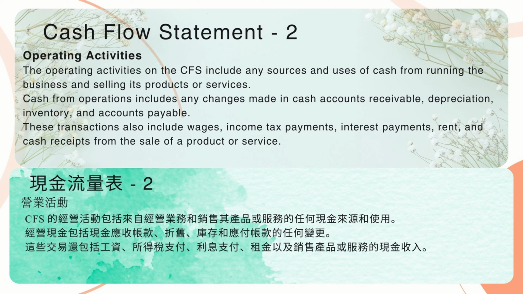Operating activities. The operating activities on the CFS include any sources and uses of cash from running the business and selling its products or services. Cash from operations includes any changes made in cash accounts receivable, depreciation, inventory, and accounts payable. These transactions also include wages, income tax payments, interest payments, rent, and cash receipts from the sale of a product or service.